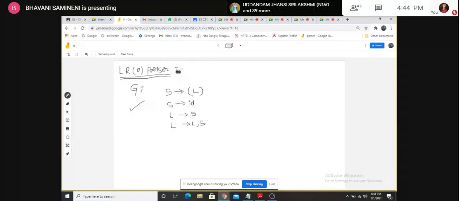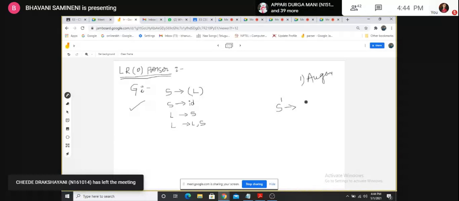As this is grammar G, what is the first step we have to do? We have to add the augmented grammar, right? So what is the augmented grammar? We just need to add one production where the starting symbol is the right part of that production. So let me add this augmented production, that is S' derives S.